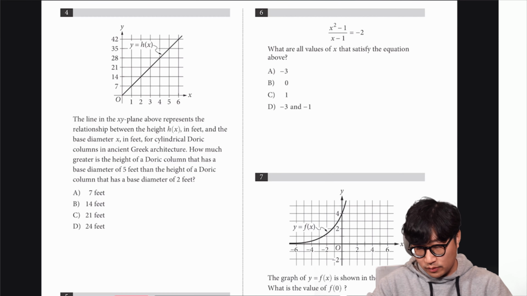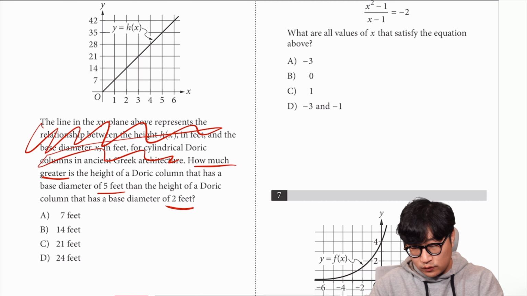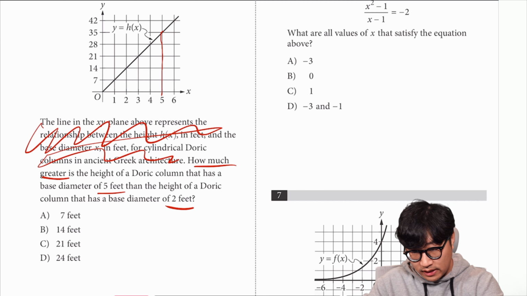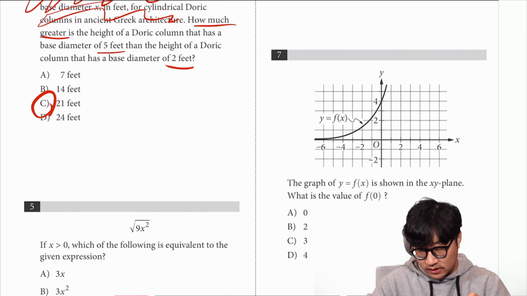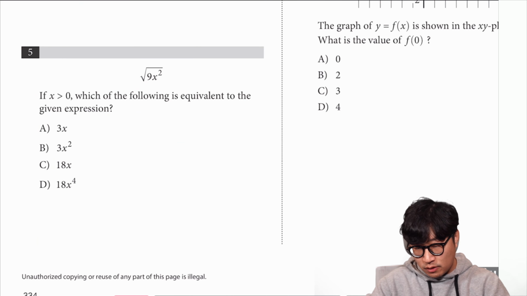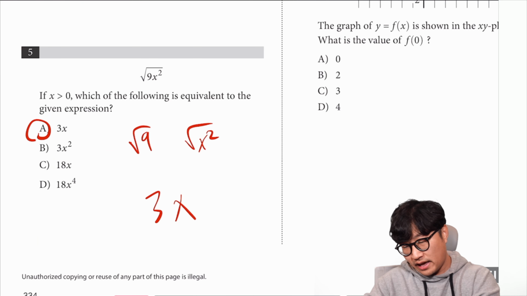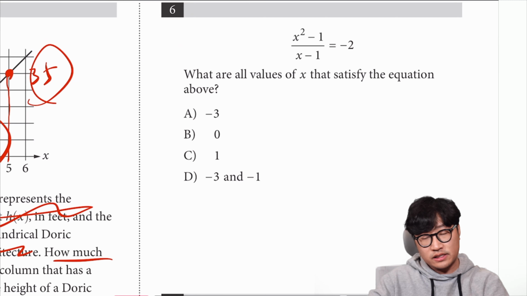All right, number 4. The line, blah, blah, blah. So how much greater? 5 feet versus 2 feet. So here we go. 5 feet will be right there. That is a 35. And 2 feet will be right there. That's 14. Between 35 and 14, the difference is 21. Next, number 5. X is greater than 0. Which of the following? Yeah, that's the square root of 9 and square root of x squared, which is 3x. A.